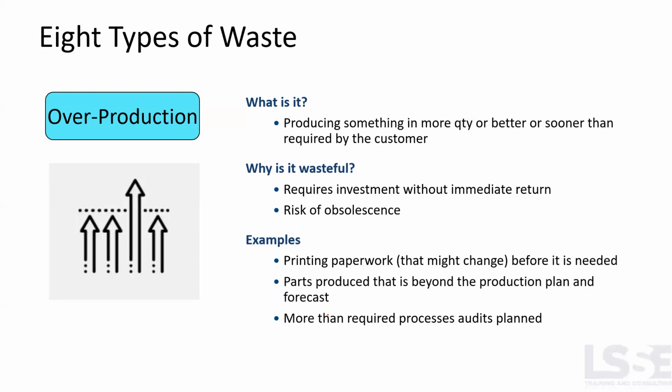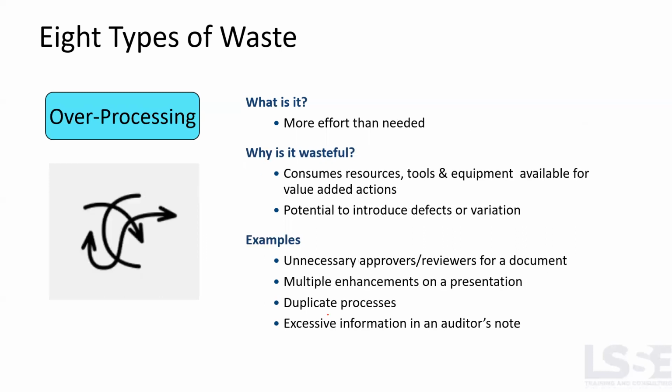Next type of waste is overproduction. It's producing more quantity than what is required by your customer. Like for example, printing paperwork before it is needed. A good example here is, you might be working on a document and it's still going to be updated, but you already printed it and you printed a lot only to be updated. So I think that's a kind of waste. Anything that's produced beyond what was scheduled, that's an example of overproduction.